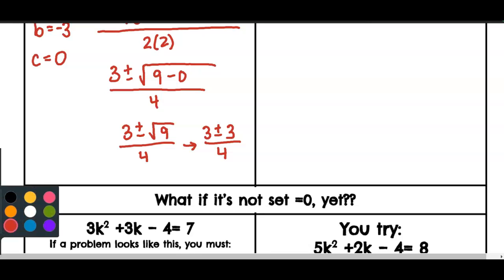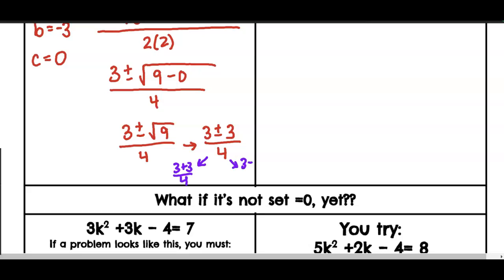And then you just simplify that into your two roots. So 3 plus 3 over 4 and 3 minus 3 over 4. So you should get 6/4 or 1.5, and 0. Okay.